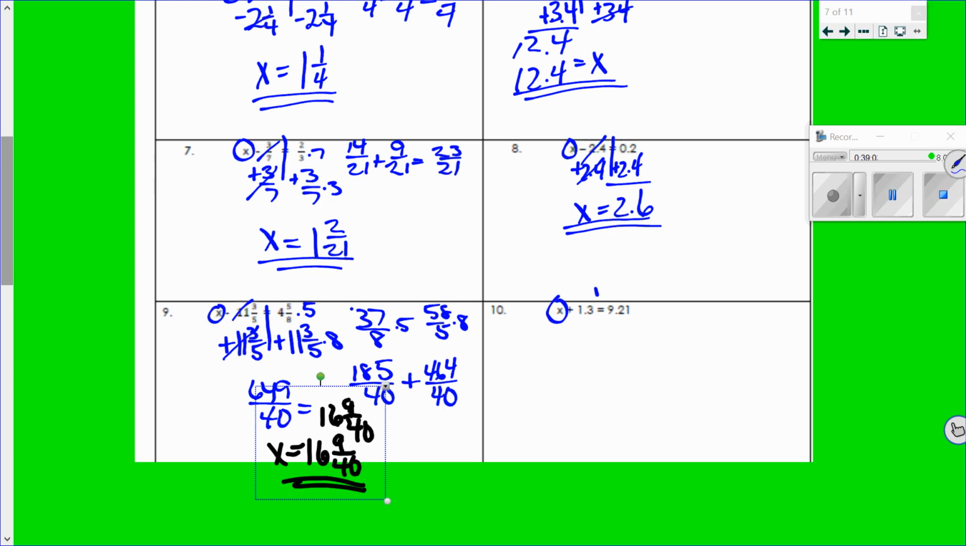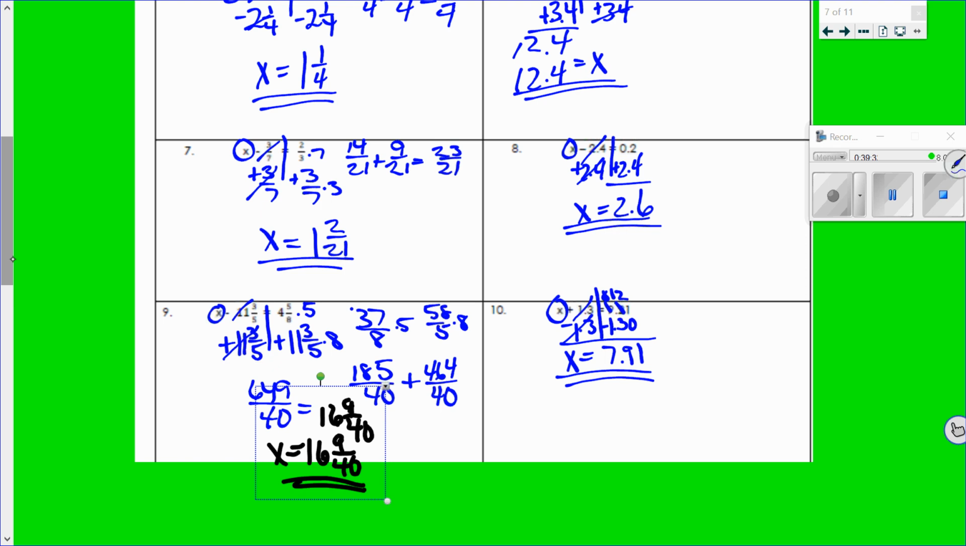Here's our variable. The opposite of adding 1 3/10 is subtracting 1 3/10. Again, one of the keys being remember your decimal rules. Line up your decimal placements. 1 minus 0 is 1. Can't do 2, so I'm going to borrow from 9 and make that a 12. Gives me a 9. 8 minus 1 is 7. X equals 7 and 91/100. Any questions on any of those?